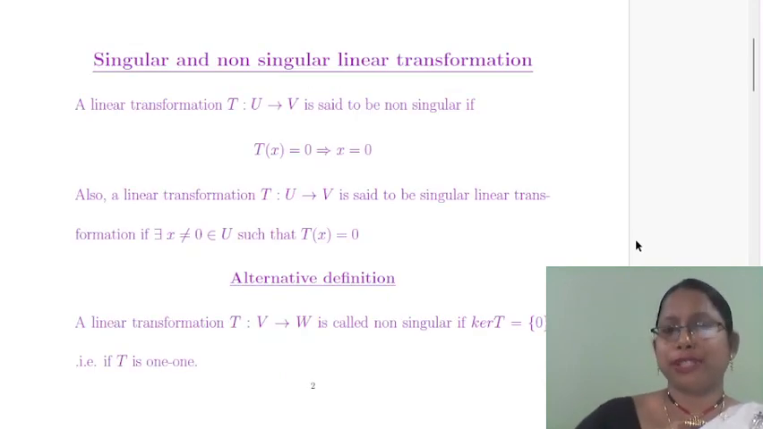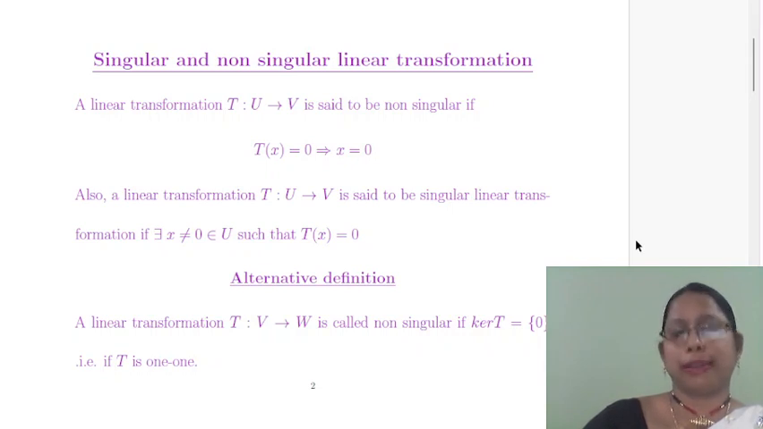Today we are going to discuss singular and non-singular linear transformation. A linear transformation T from U to V is said to be non-singular if T image of x is equal to 0 implies x is 0 vector.